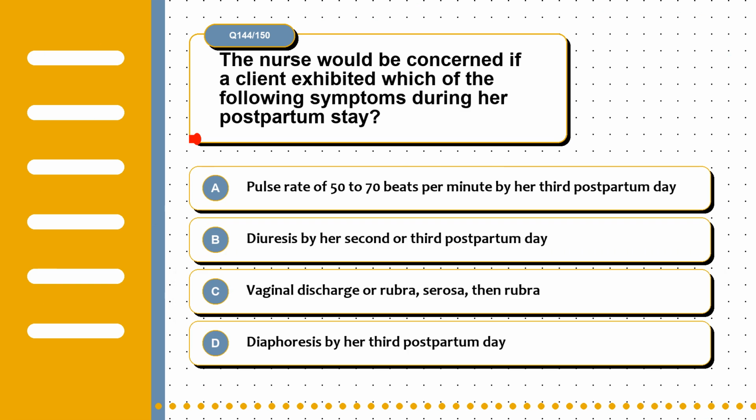Question 144. The nurse would be concerned if a client exhibited which of the following symptoms during her postpartum stay? Here are the options. Option A. Pulse rate of 50 to 70 beats per minute by her third postpartum day. Option B. Diuresis by her second or third postpartum day. Option C. Vaginal discharge of rubra, serosa, then rubra. Option D. Diaphoresis by her third postpartum day.